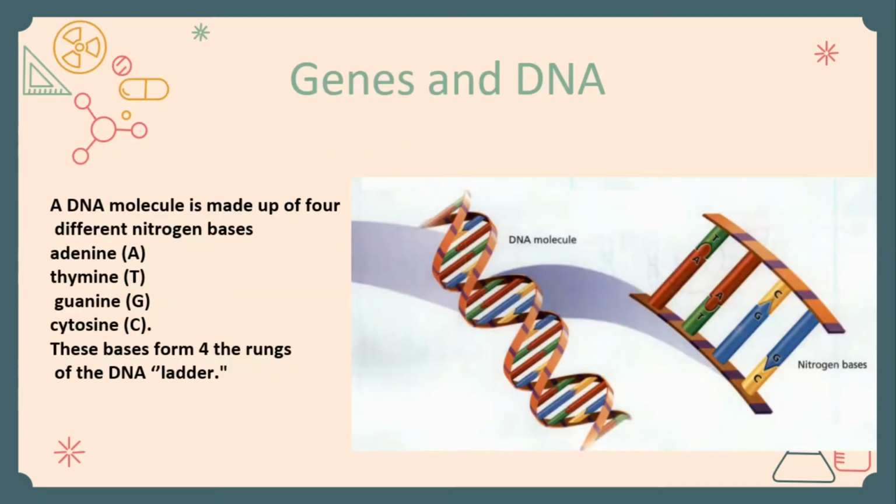Genes and DNA. A DNA molecule is made up of 4 different nitrogen bases. Adenine, represented by the capital A, thymine, represented by T, guanine, represented by G, and cytosine, represented with the letter C. These bases form the rungs of the DNA ladder. As you can see in the illustration, this is a DNA molecule, and these are the nitrogen bases.